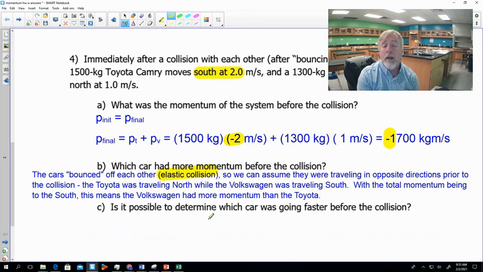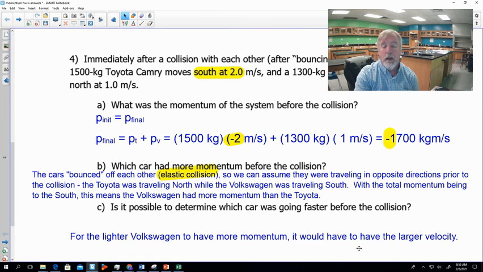Well, if the Volkswagen has more momentum, that means it has more momentum just in magnitude than the Toyota. The only way a Volkswagen could have more momentum is if it's traveling faster. So therefore, we know that our lighter Volkswagen, less mass but higher momentum, must have had a larger velocity than our Toyota. And we'll see a little bit later on in this unit how we can calculate that, and we find out that it's actually a pretty good multiple more.